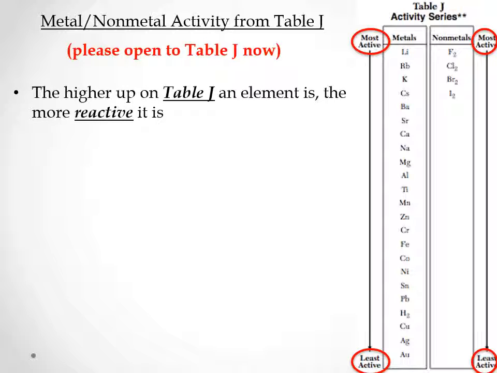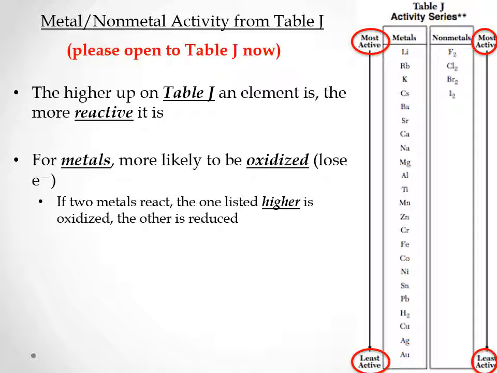So as you can see on table J, the elements at the top are labeled as being most active and the ones at the bottom are said to be least active. So this means the metals up top are the most likely to do what metals tend to do, which is lose electrons by oxidation to form positive ions. And on the right-hand column, the nonmetals up top are most likely to do what nonmetals do, which is gain electrons by reduction to form negative ions.